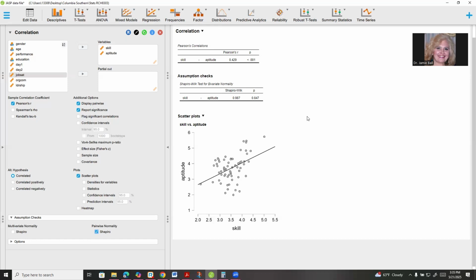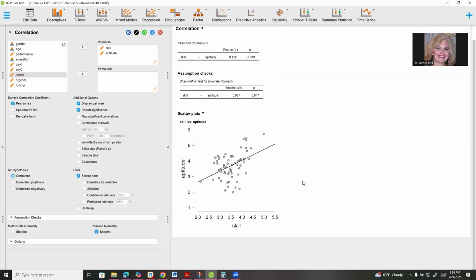Now, what about normality? Is my data normally distributed? Remember, the null hypothesis for a normality test, the null is that it's normal. So if it's significant, it's not normal. Well, my p-value here is 0.847. That is greater than my alpha of 0.05. It is not significant, so my data is normally distributed.